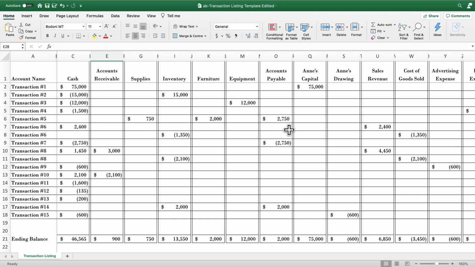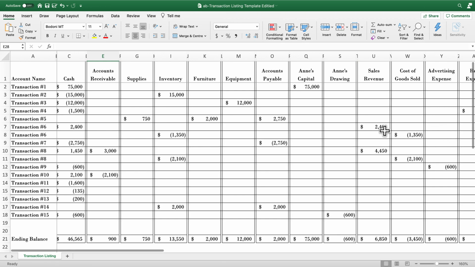Alright, transaction number 6. Anne opens for business, and on her first day, she sells $2,400 of sporting goods for cash, and the cost of the goods sold is $1,350. So here we have transaction number 6, so we have to have 2 slots for this. So we have our cash increasing by $2,400 because she sold $2,400 of sporting goods for cash, and the cost of the goods sold is $1,350.